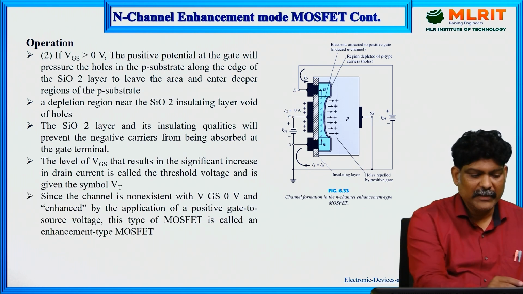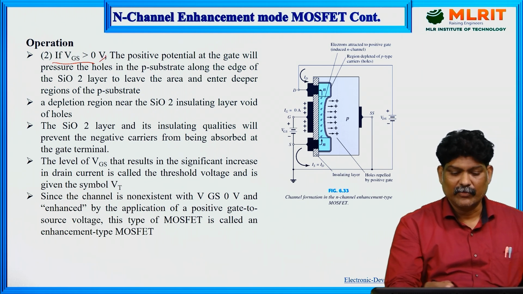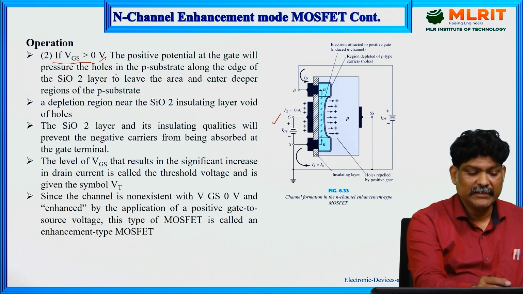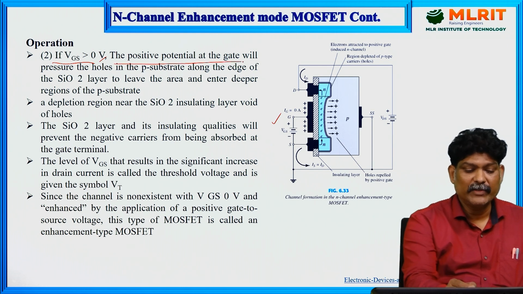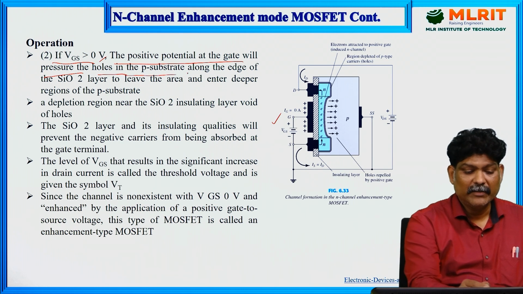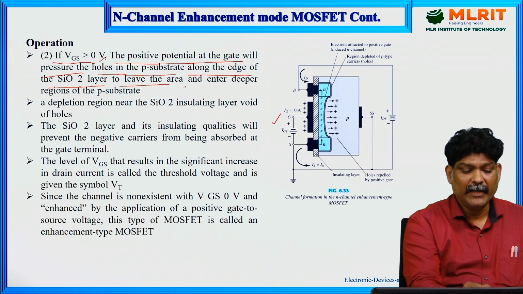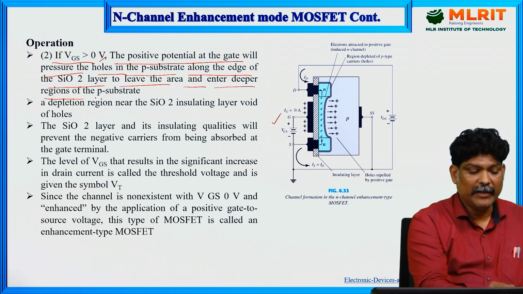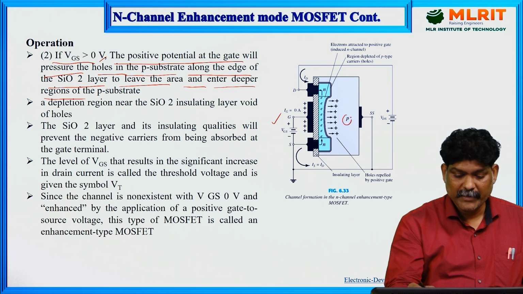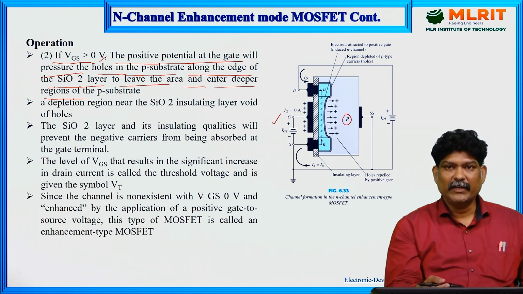Now the next case, in enhancement mode, if VGS is greater than 0 volts, so we are increasing the VGS value. So the gate to source voltage increases greater than 0 volts. The positive terminal at the gate will pressure the holes in the P substrate along the edge of the SiO2 layer to leave the area and enter deeper regions of the P substrate. See here, this is the P substrate and these are the electrons. Both are opposite, so usually both attract each other.